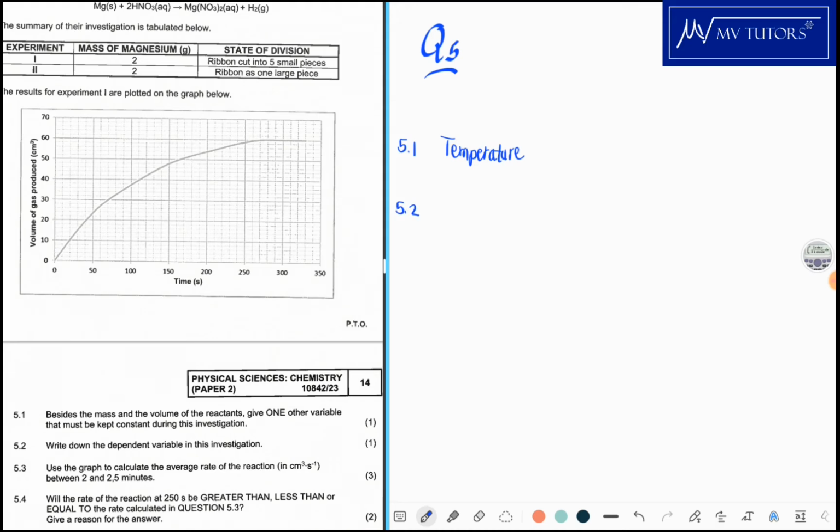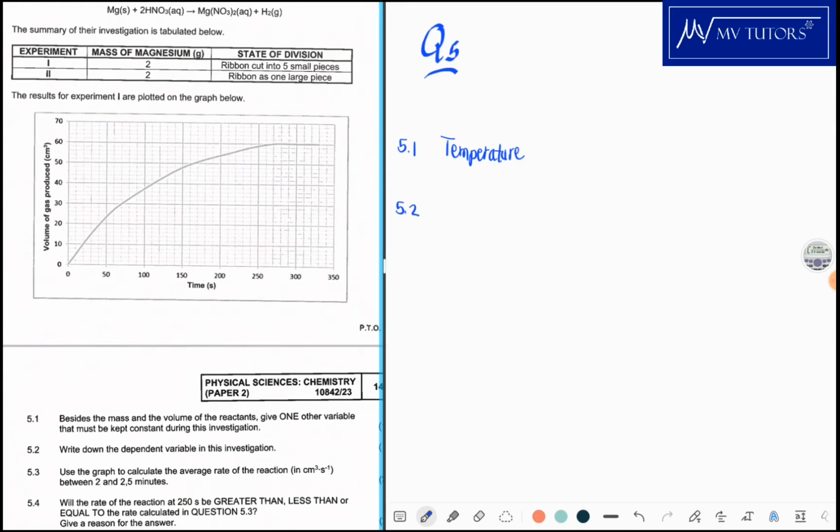Alrighty, and then 5.2, write down the dependent variable in this investigation. If I look at this graph, the dependent variable is on the y-axis, whereas the independent variable is on the x-axis. So in this case, our dependent variable would be the volume of gas produced. But it's quite important for you to say the volume of gas produced per unit time, because we are really looking at the rate at which things happen here.